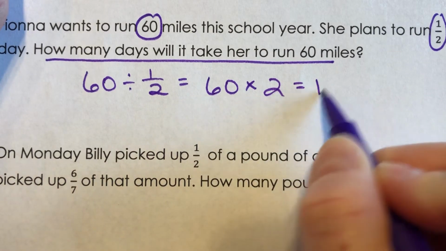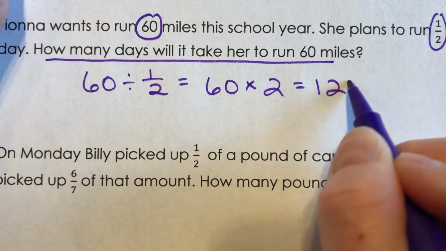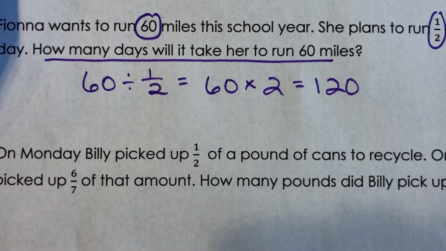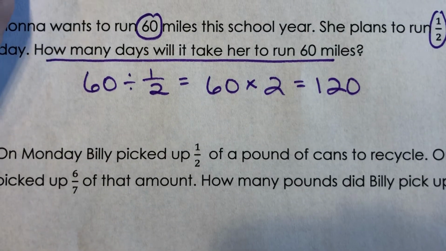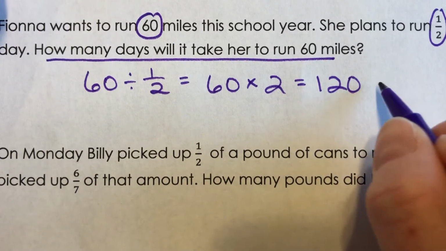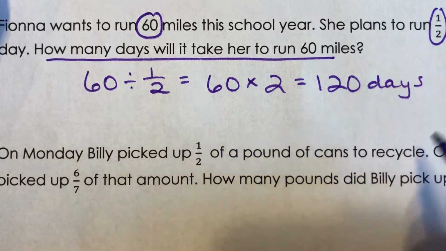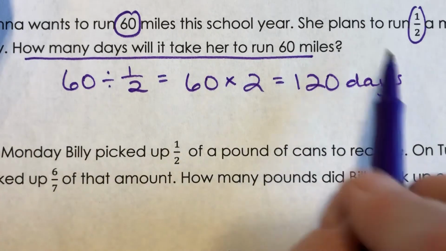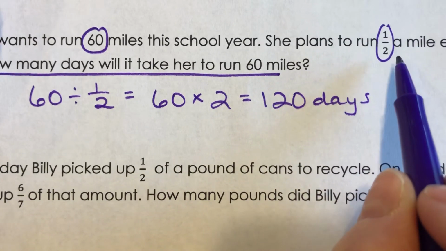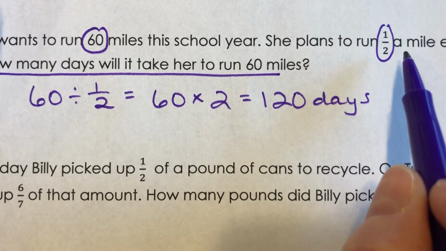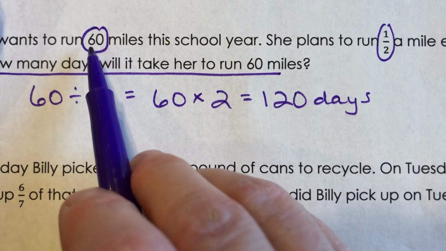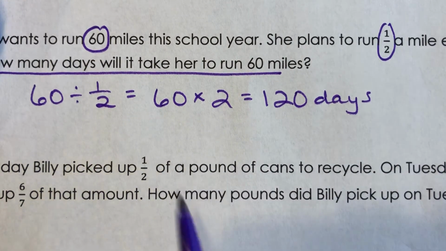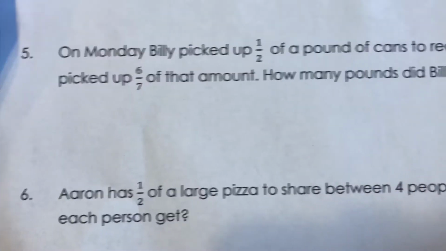And I know 6 times 2 is 12, and when you're multiplying by a multiple of 10, we just get to pop that 0 there, and we learn that's not a magic trick, that it actually works mathematically. That's the pattern we see. So 120 days. That's how long it would take her, which makes sense because 1/2 plus 1/2 is 1 whole, right? So it takes 2 days to run 1 mile. So if it takes 2 days to run 1 mile and we want to run 60, that would be 60 times 2.